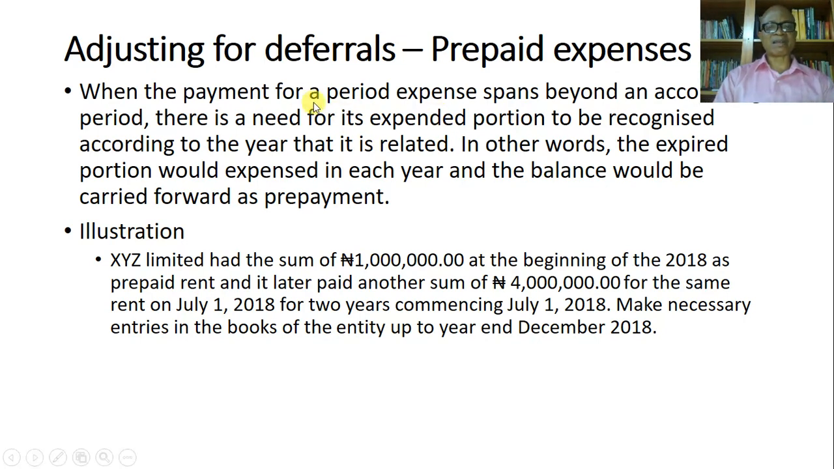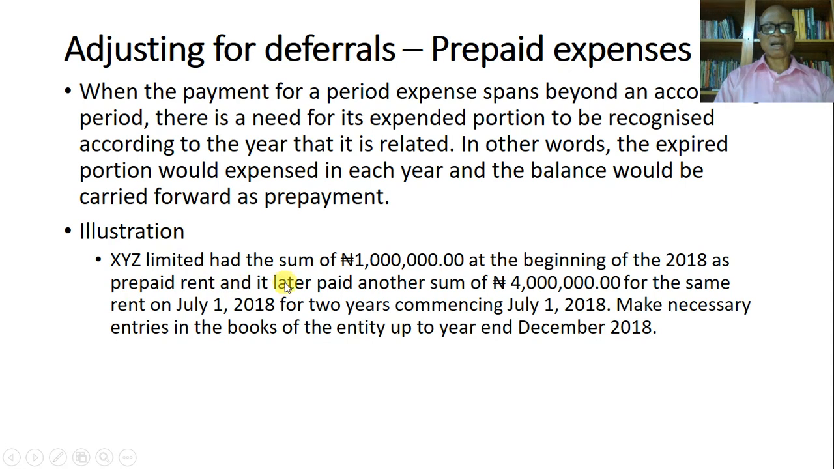Now, when the payment for a period expense spans beyond an accounting period, there is need for its expired portion to be recognized according to the year that it relates to. In other words, the expired portion will be expensed in each year, and the balance will be carried forward as prepayment.